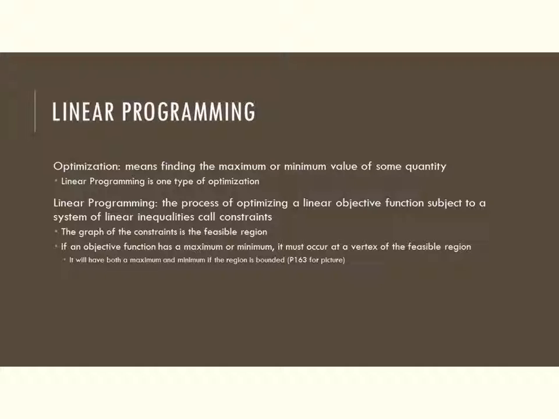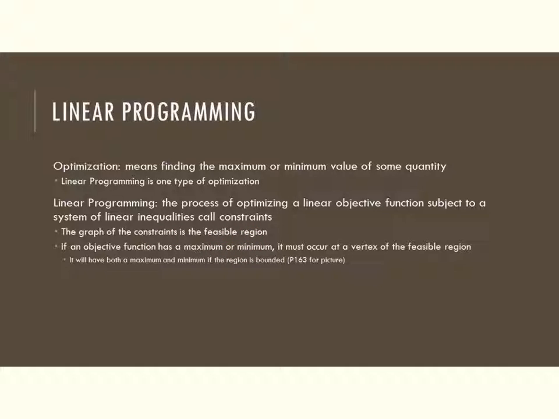So for us, linear programming is the process of optimizing a linear objective function subject to a system of linear inequalities called constraints. Your constraints are due to the physical world, like maybe time can't be negative, maybe you can't have a negative number of products. You have these constraints, they're going to be inequalities, and you're going to graph the inequalities. The graph of the constraints is called the feasible region.